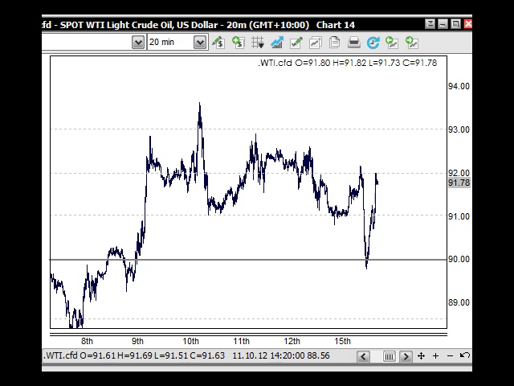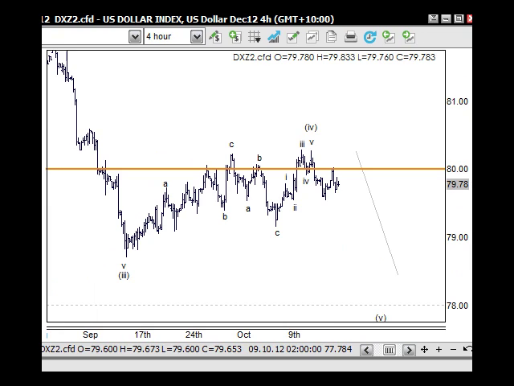Alrighty, let's have a look at the euro and the Australian dollar and the US dollar. Okay, so for the US dollar here, basically we're just looking for the wave 4 here. That's what we've been doing all through here.